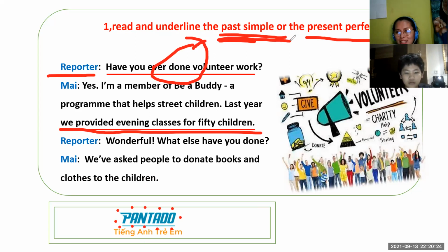The simple past tense there is provided. We just add ed, okay? The word provide, we add ed. You see that? And then we use for 50 children. That is the present perfect. For 50 children. You still remember the present perfect from last time?